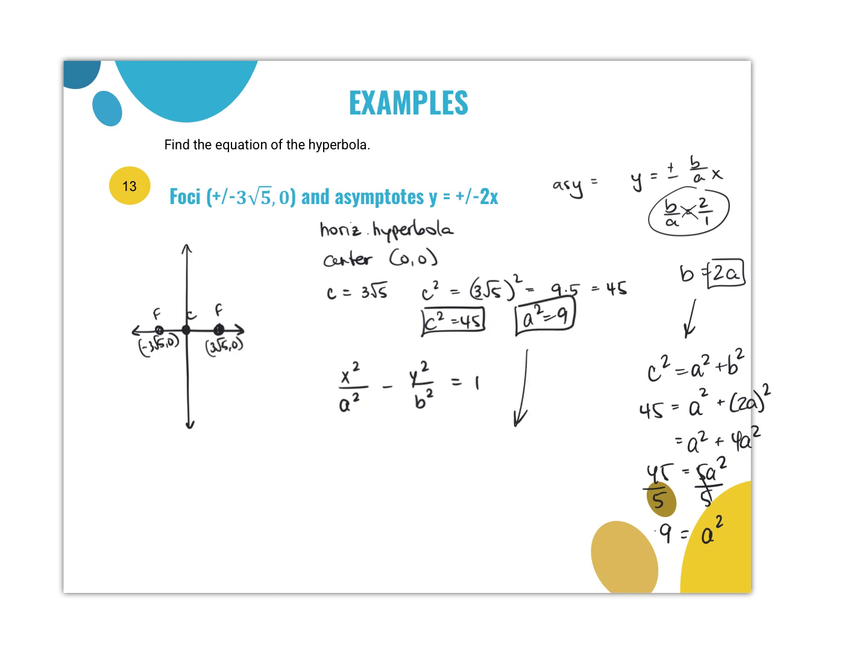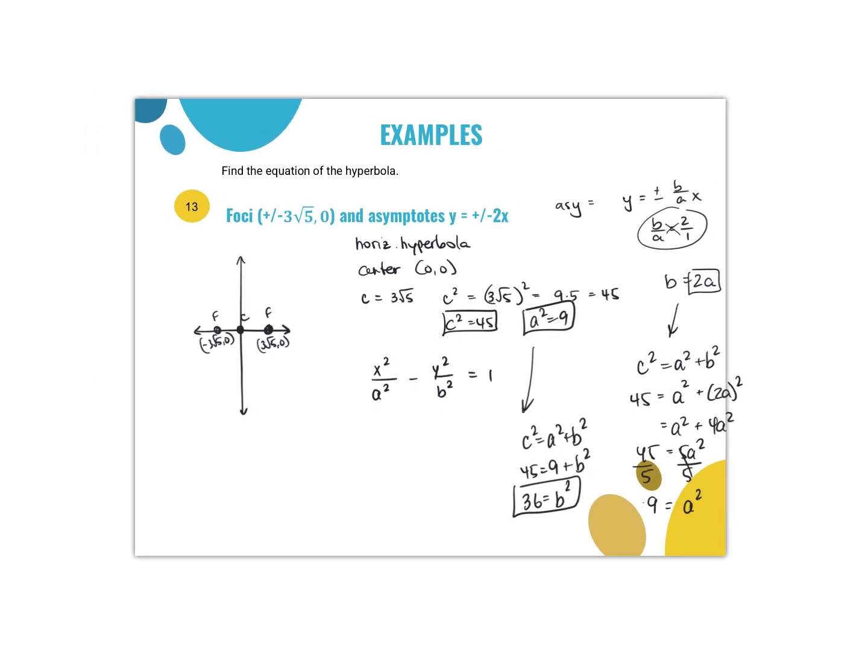So now, again, I come back to my whole c squared equals a squared plus b squared. If c squared's 45 and a squared's 9, I can easily solve for b squared. b squared is going to equal, I'm going to subtract 9, and I'm going to get 36. And so now I have all three things. So my final equation is going to be x squared over a squared, which is 9, minus y squared over b squared, which is 36, and it equals 1. And so that's a roundabout way that we can use to find this answer.